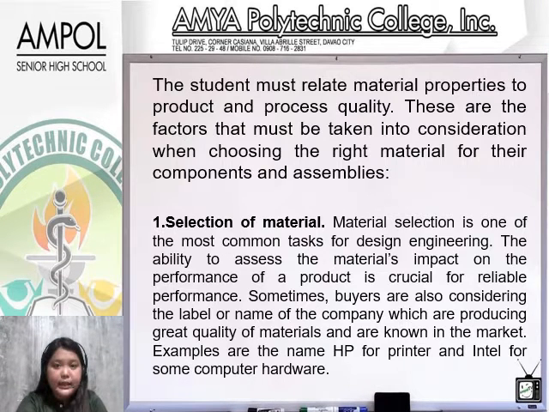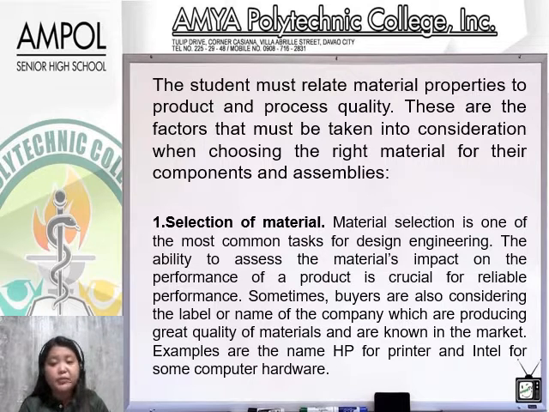So as a student, the student must relate material properties to product and process quality. So these are the factors that must be taken into consideration when choosing the right material for the components and assemblies. So the first thing that you're going to consider is the selection of material. In selection of material, this is one of the most common tasks for design engineering. So the ability to assess the material's impact on the performance of a product is crucial for reliable performance.